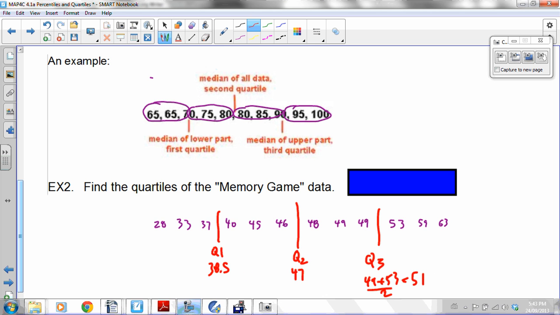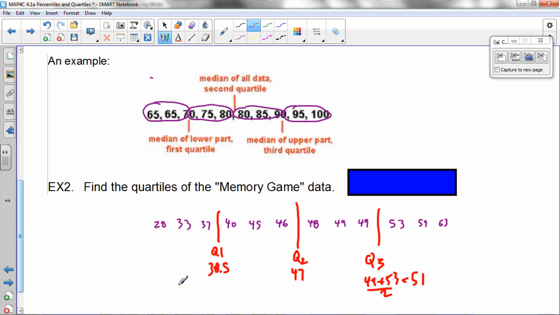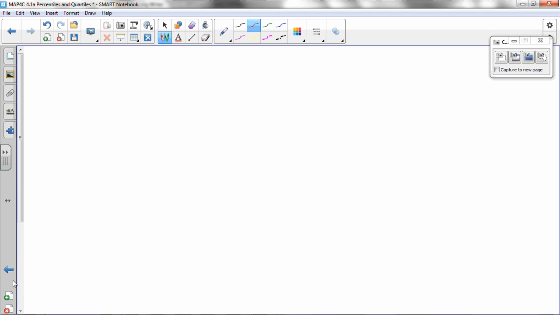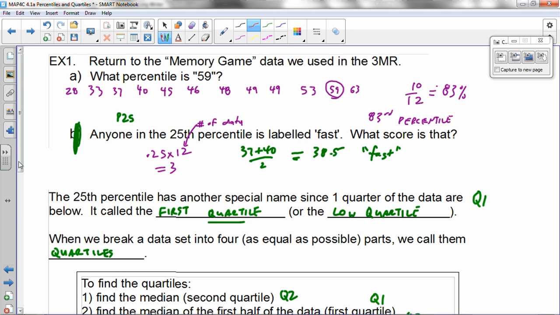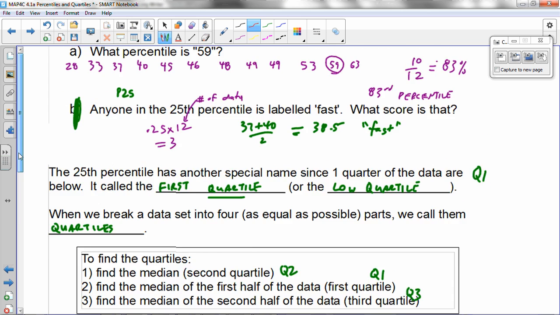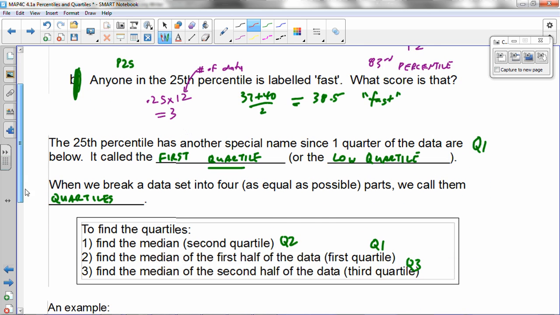Let me check and see if that's it. Yes, that's it. Okay, percentiles, quartiles, and we're just getting going on this statistical literacy unit.